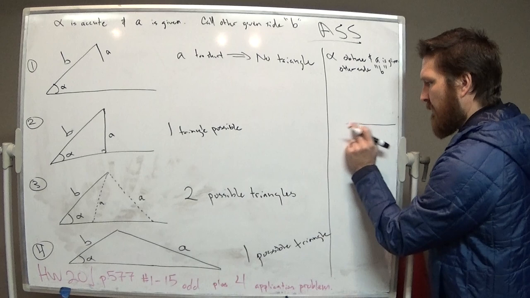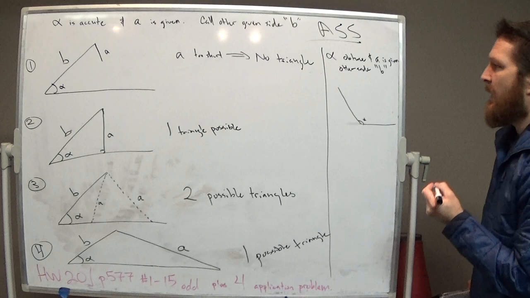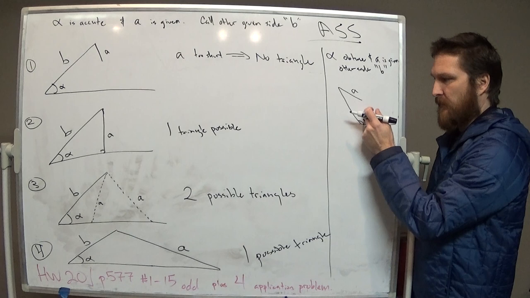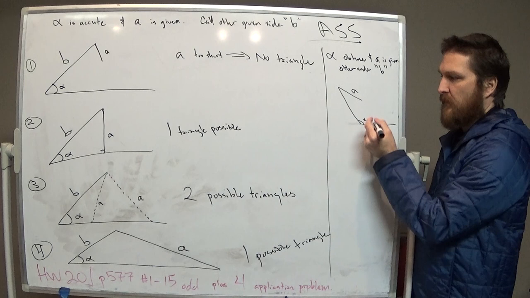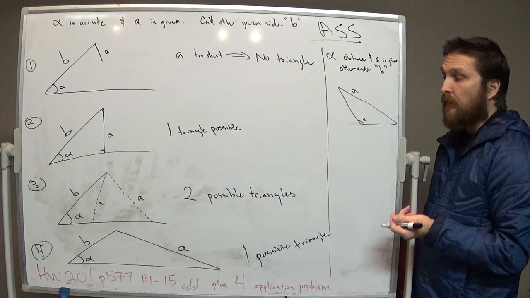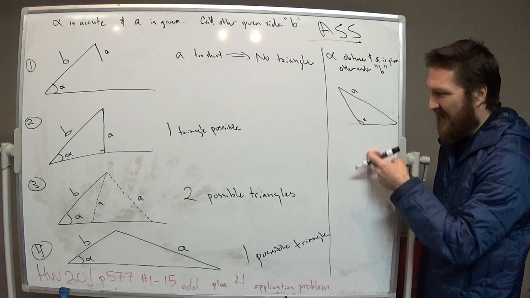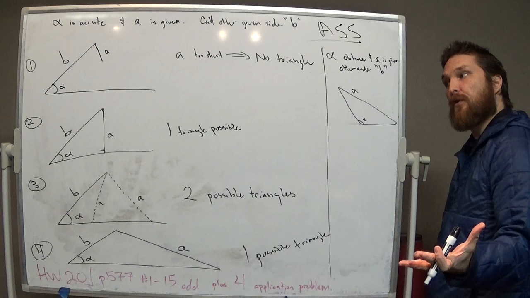Okay, so there's alpha. And now there's really one possibility: A is too short. Again, if A is too short, it can't connect and you can't form a triangle. The other possibility is that it's long enough to form one triangle. That's it. There's only two possibilities there, because it can't come back and form another, right? And it can't form a right triangle because alpha is obtuse. So we don't have so many problems.